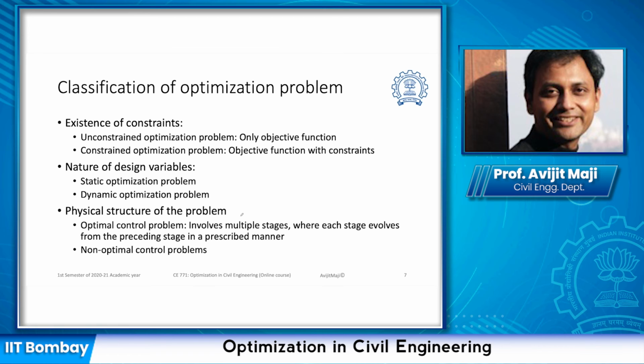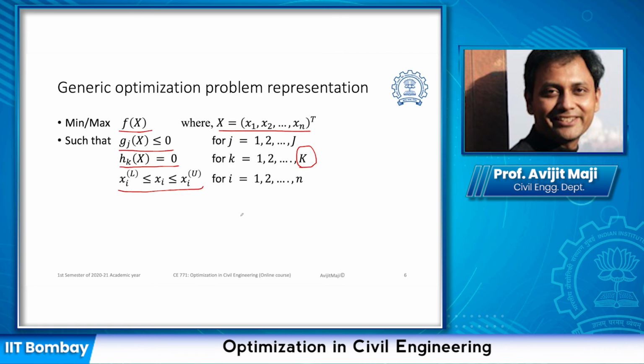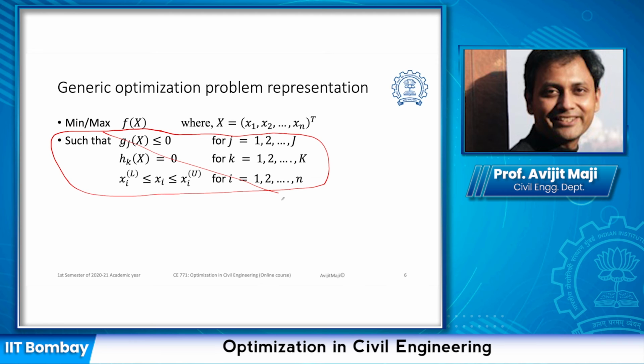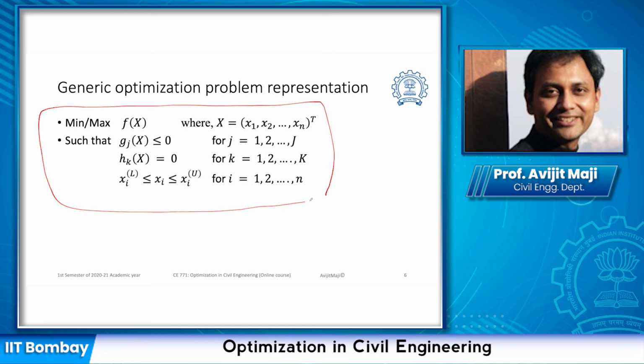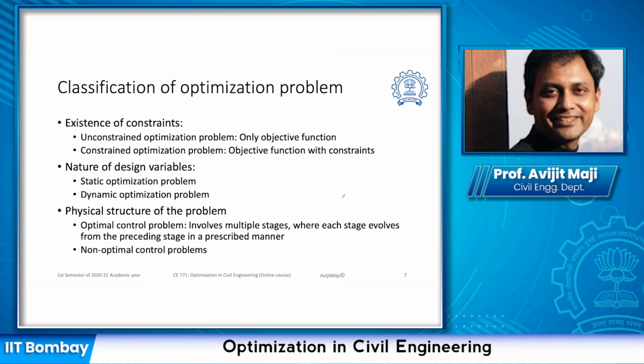So if we quickly go back to the previous slide where we discussed the generic form of the optimization problem, in this case we won't have this part in the unconstrained optimization problem. If we have this thing, it looks like the complete problem, which is this, then we call it a constrained optimization problem. So let's go back to the other classifications.